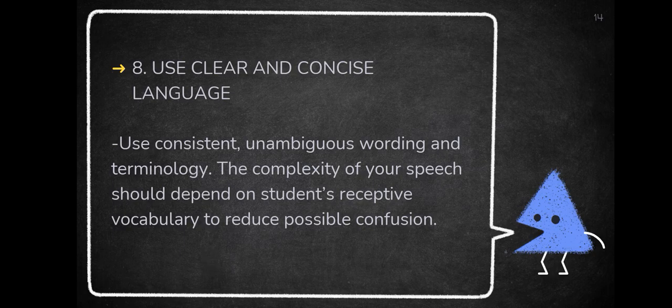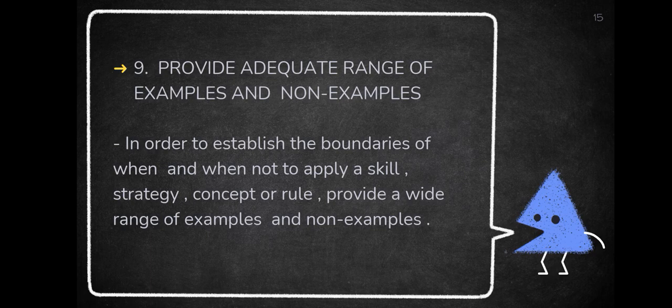Next is to provide an adequate range of examples and non-examples. So in order to establish the boundaries of when not to apply a skill, strategy, concept, or rule, provide a wide range of examples and non-examples. So when teaching students about nouns, creating examples and non-examples will help students differentiate nouns from other parts of speech. So providing students with examples helps them to differentiate between the critical features and attributes of content and skills for each type of noun. So it is important to provide an adequate range of examples and non-examples.